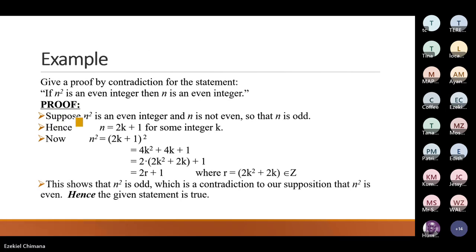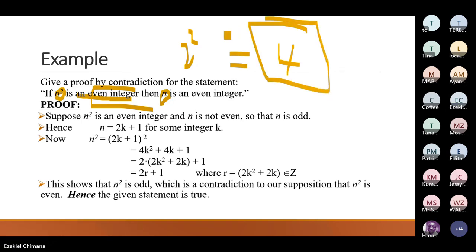Here's an example which says: give a proof by contradiction for the statement: if n squared is an even integer, then n is an even integer. So we are saying if n squared, the result that you get, is an even integer, then n is an even integer. For example, if our n is 2, then 2 squared gives you 4. So whenever you get this even, our n, which was 2, is even. Those are true ones.